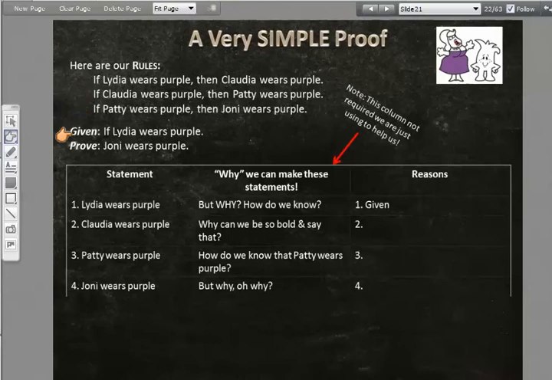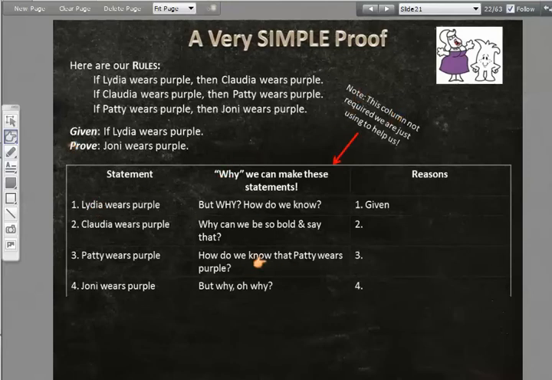So here's our given, Lydia wears purple, and here's what we prove. This information won't be given to you in the proof. This is just rules that I'm giving you for this very simple proof to help you learn how to prove something. I'll explain what our geometry rules are in just a moment. So our given: Lydia wears purple. We need to prove that Joni wears purple.